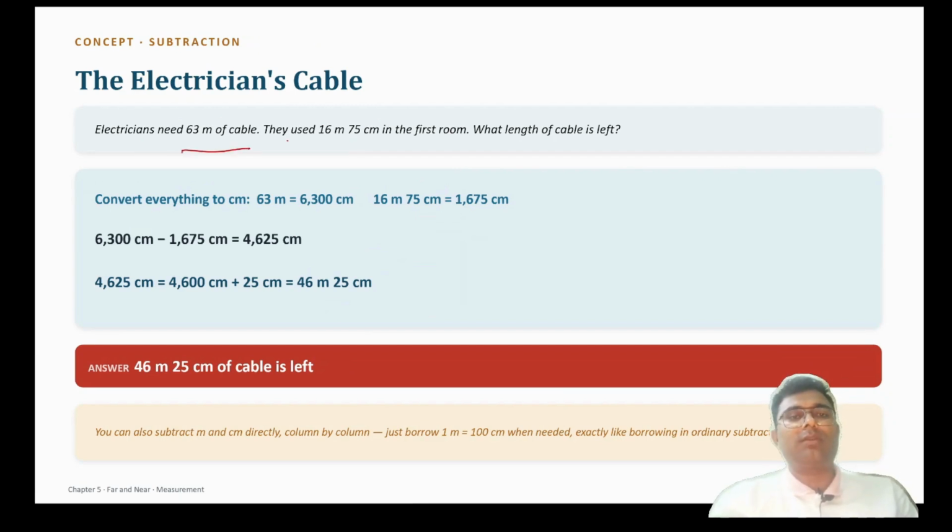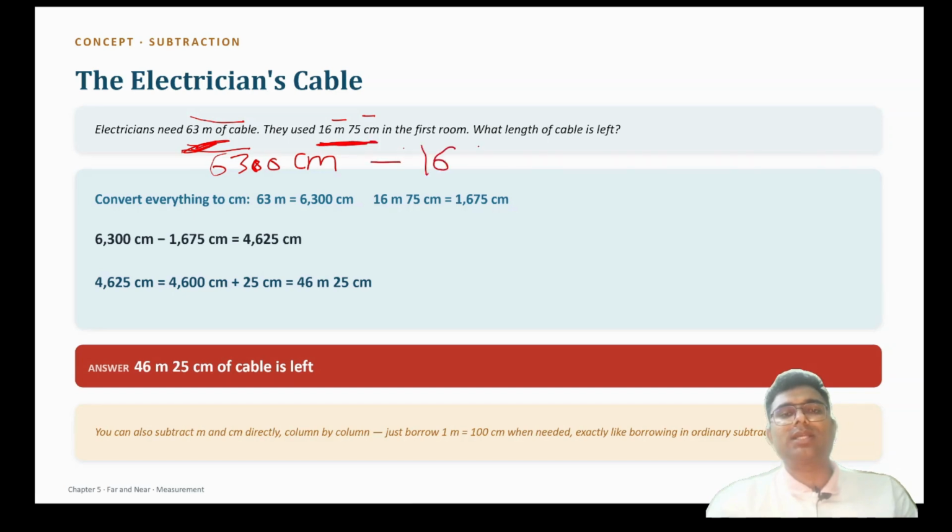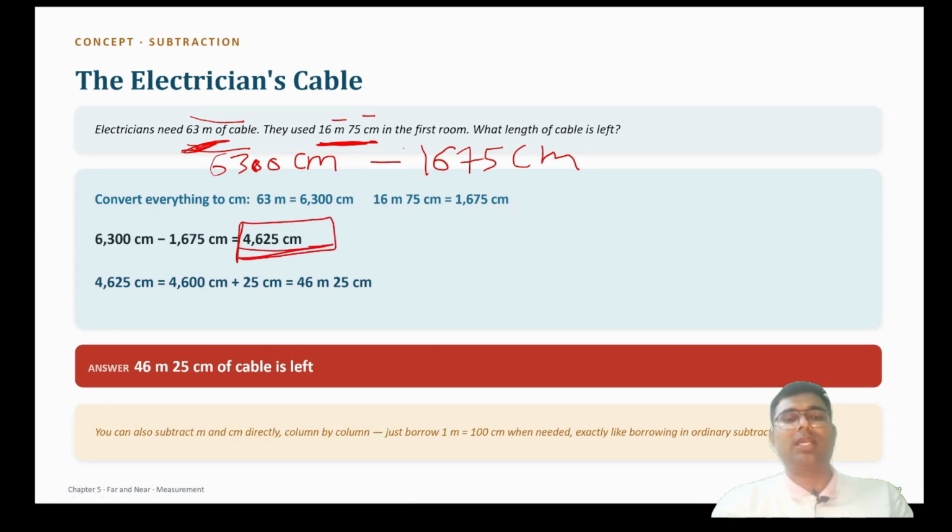So again we have to do the same. 63 meter of cable, this is the total in meter. The other unit is mixed, for example, meter and centimeter is there. So what we will do, we will change this first into centimeter and it will become 6300 centimeter, and you will also change this into centimeter, it will become 1675 centimeter, and then you can easily subtract this, you will get 4625, and then finally you can again change this into meter and centimeter mixed unit.